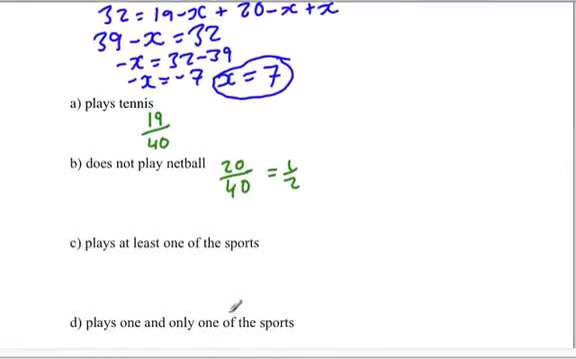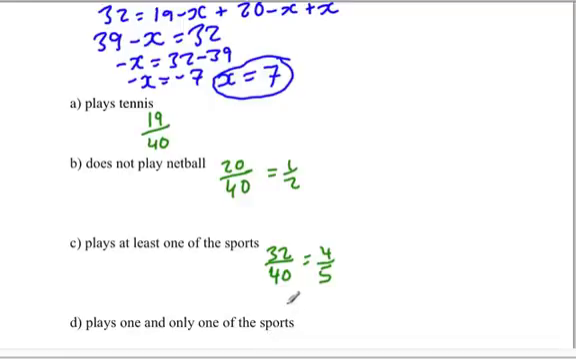Probability that you select a student that plays at least one of these sports: well, we know that 32 students play at least one of these sports and 8 don't. So the probability is 32 out of our sample set of 40, which is then 4/5.